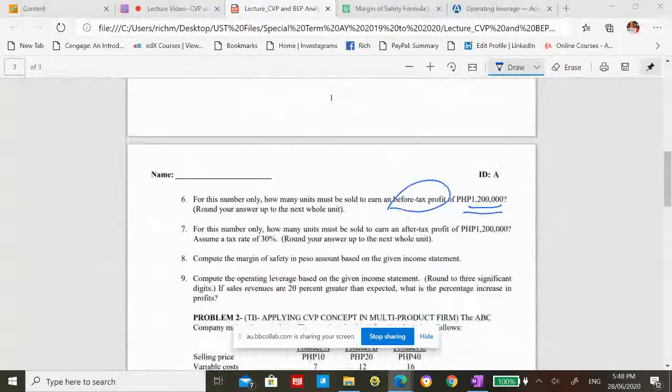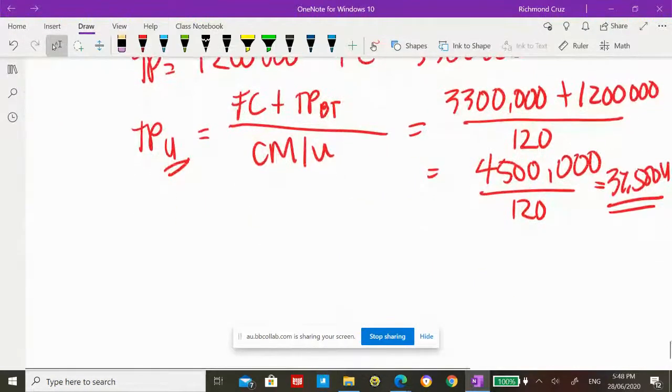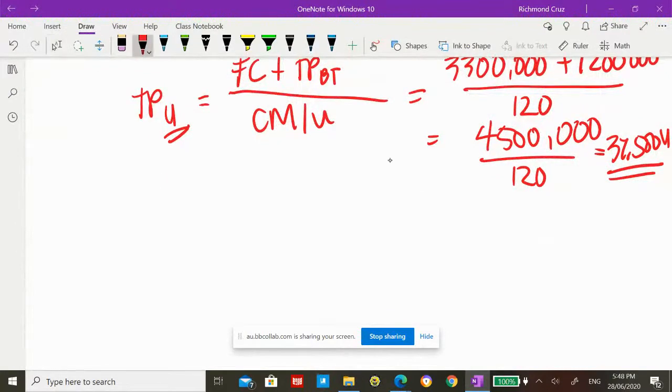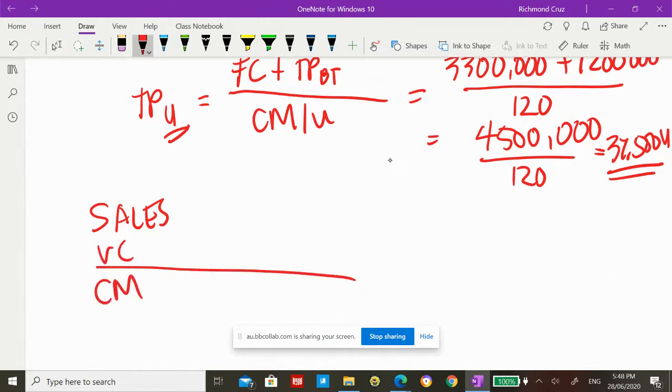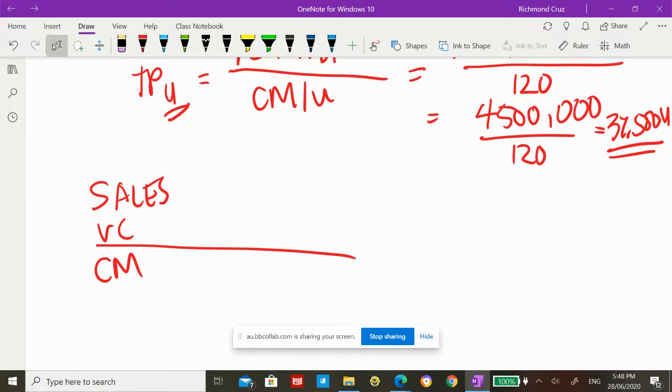If you like, we can try to check. Of course, we have sales, and then I have variable cost. What I'll do is just compute the CM, because the contribution margin is 37,500 units. I multiply 37,500 by 120. So, that will be 4,500,000.